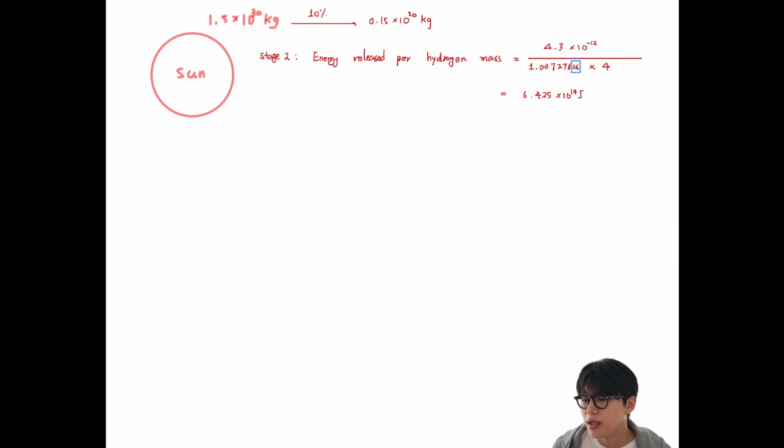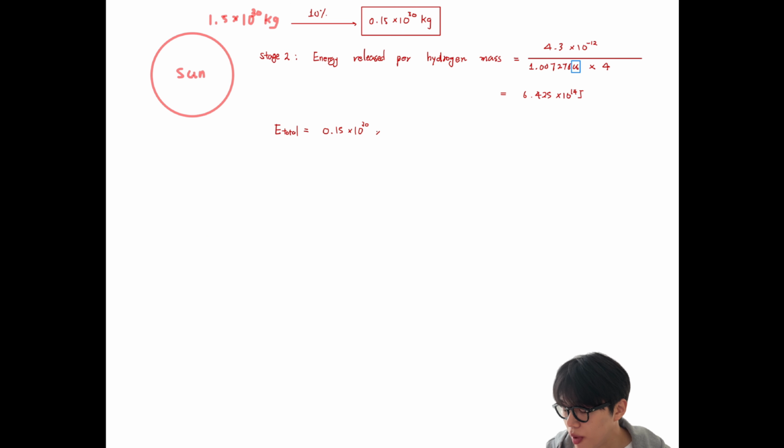So now I want to calculate the total energy from this hydrogen, okay? In total, we have this much hydrogen converted into helium, right? So we have 0.15 times 10 to the 30 kilograms. However, we calculated the energy released per hydrogen mass, right? So that's 6.425 times 10 to the 14 joules. So the total energy released should be 9.64 times 10 to the 43 joules. So that's the total energy.